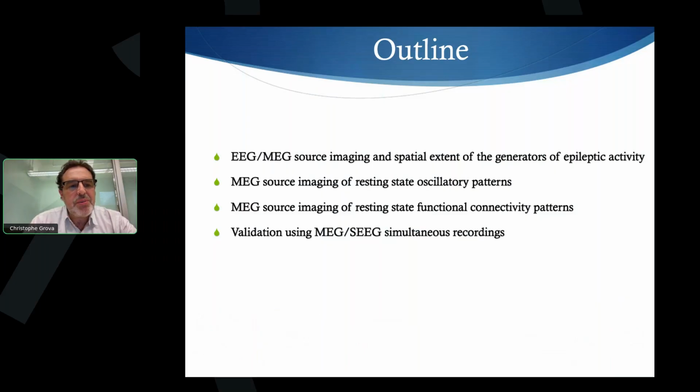I will first try to explain why it is of interest to localize a generator together with its spatial extent, and I think it is feasible with our technique. Then we'll move to source imaging of oscillatory patterns, notably ictal patterns, but also resting state oscillations and functional connectivity. At the end of the talk, I will show you some promising results we have with the team of Christian Bénard in Marseille, where we are validating our method using MEG and intracranial EEG, stereo electroencephalography, simultaneously recorded.